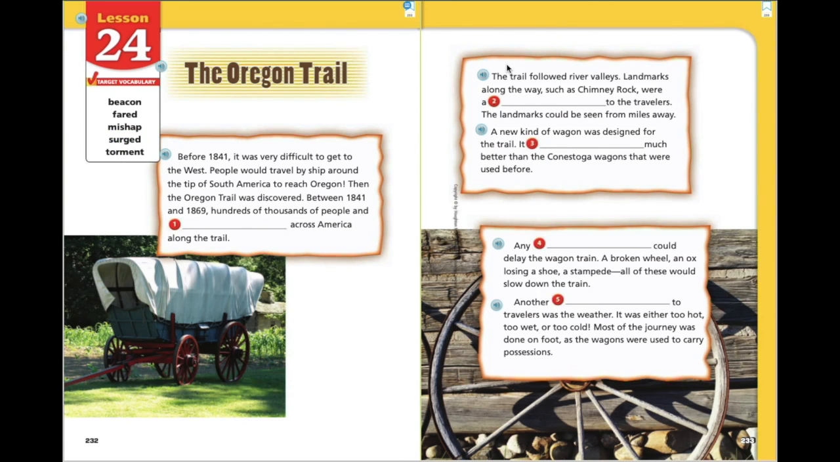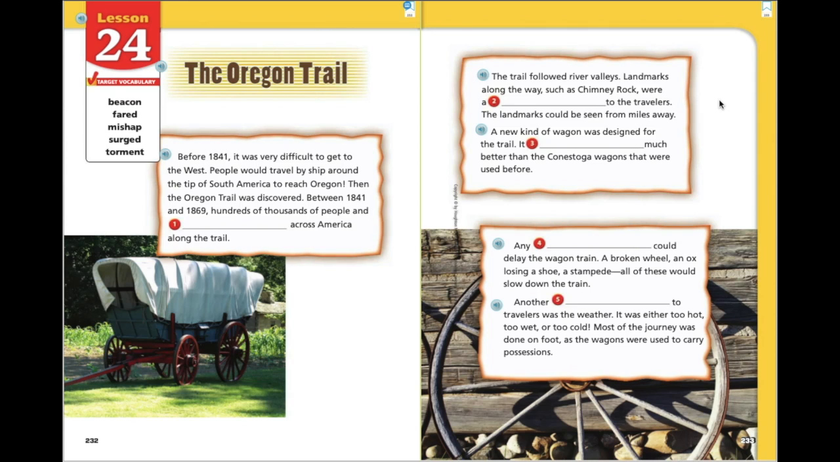Let's read the next one. The trail followed river valleys. Landmarks along the way, such as Chimney Rock, were a blank to the travelers. The landmarks could be seen from miles away. Number 2, you should have put beacon. Landmarks along the way, such as Chimney Rock, were a beacon to travelers. Remember that a beacon is something that acts as a guide or a warning, so those landmarks were guides along the way.